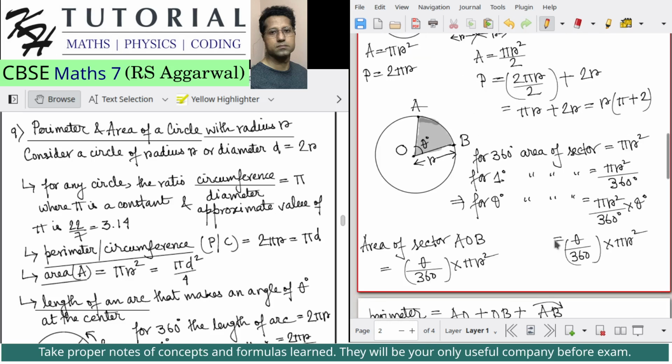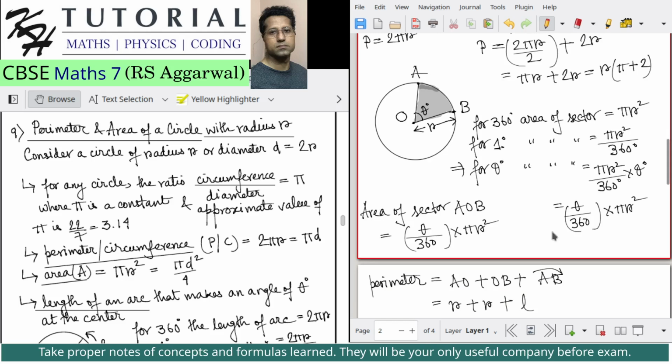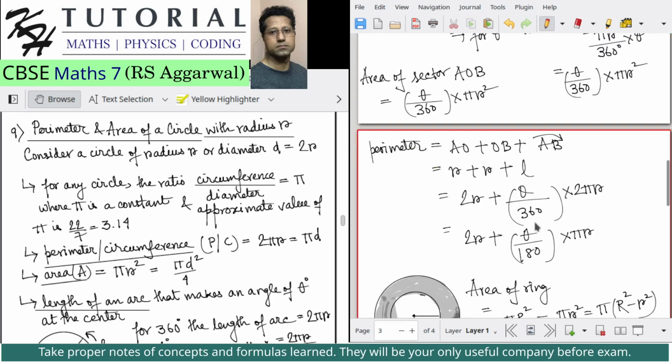Next was a sector. What is a sector? A sector is the entire region that is created by an arc of a circle of radius r that makes an angle theta degree at the center. So the area of a sector which makes an angle theta degree at the center of a circle of radius r is theta by 360 multiplied by pi r square, and the perimeter is equal to twice r plus theta by 360 multiplied by 2 pi r.